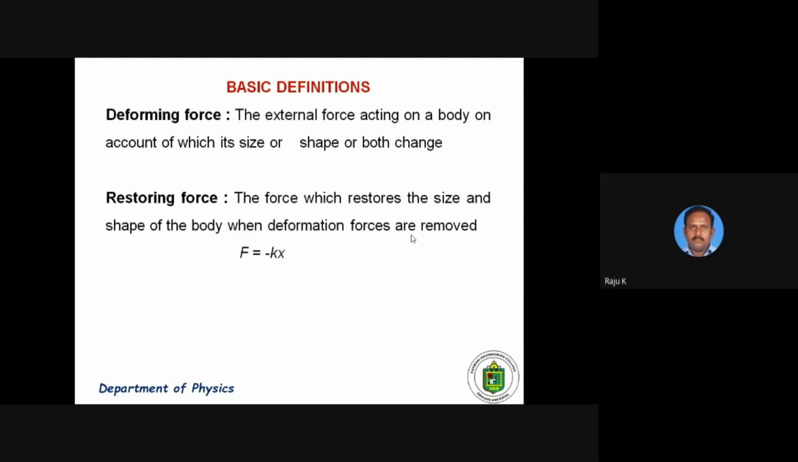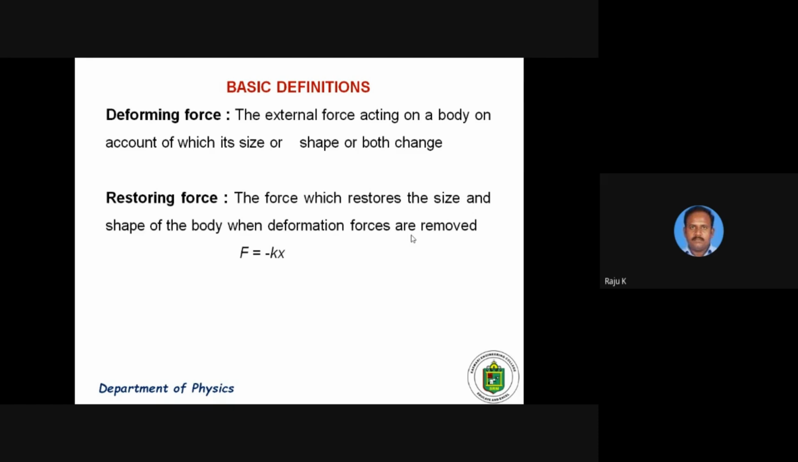ஸோ இந்த பேசிக் டெஃபினேஷன்ஸ்லாம் 2 மார்க் கொஷின்ஸில் வரலாம். அதனால் இதை மட்டும் காப்பி பண்ணிக்கோங்க. ஸோ பேசிக் டெஃபினேஷன்ஸ்னு போட்டுட்டு, deforming force: the external force which acts on your body that causes a change in the size or shape or both. அப்படின்னா அதுக்கு பேர் deforming force.